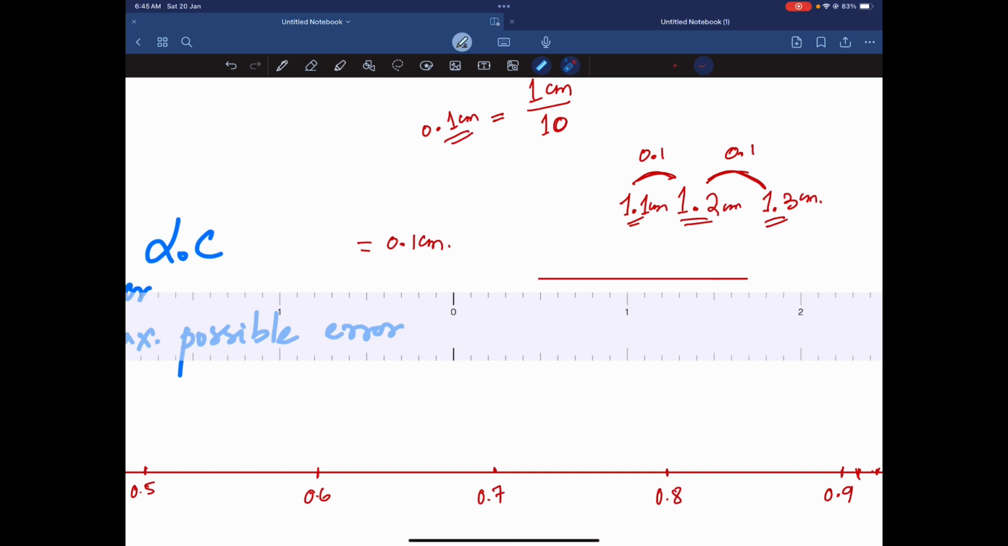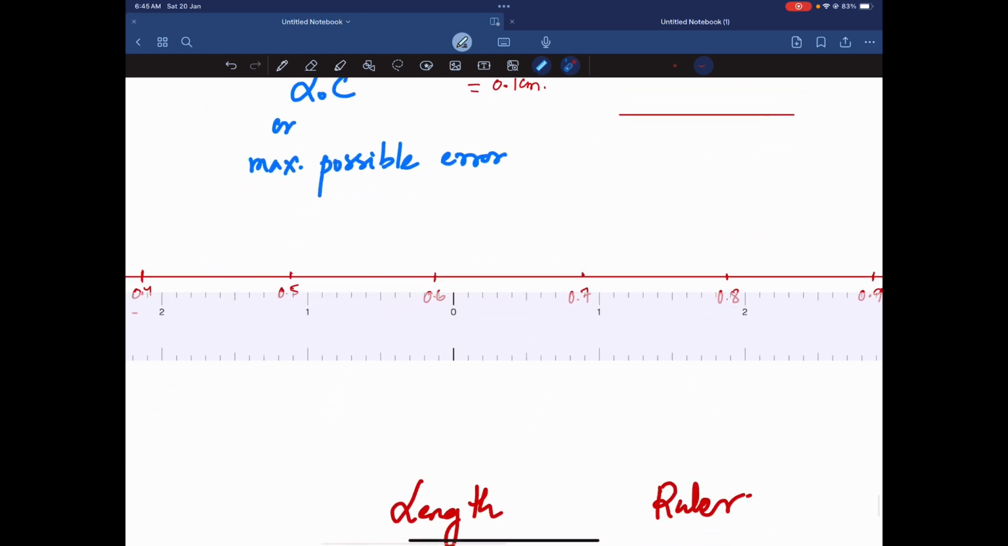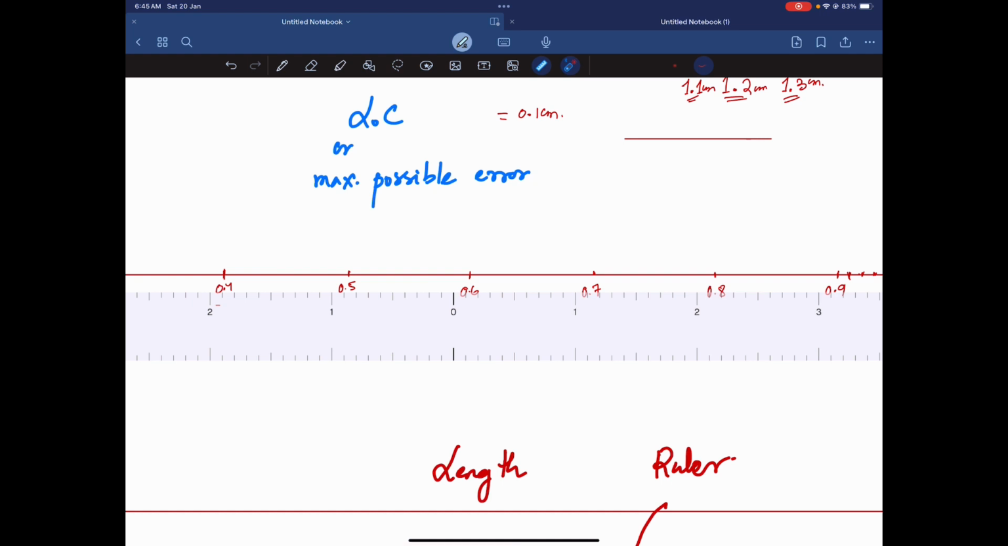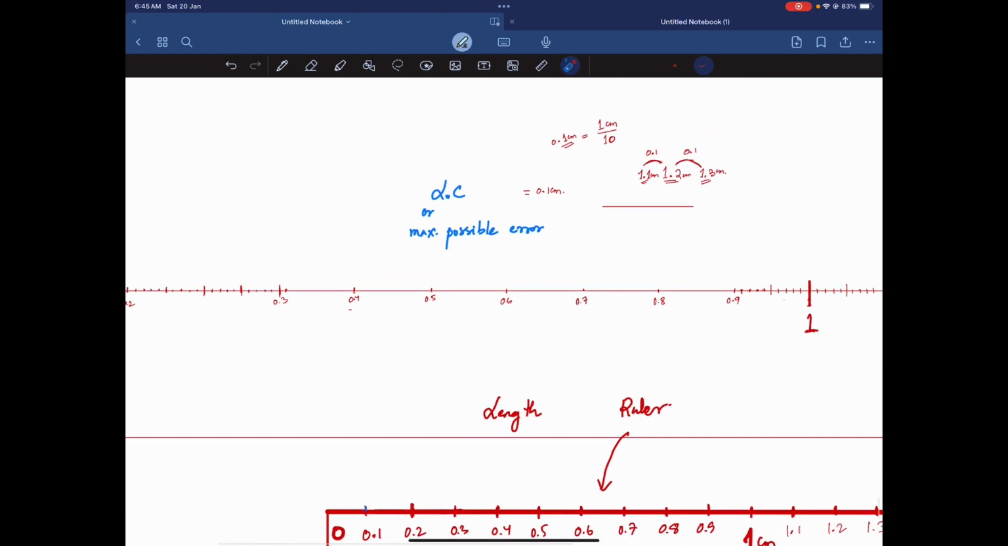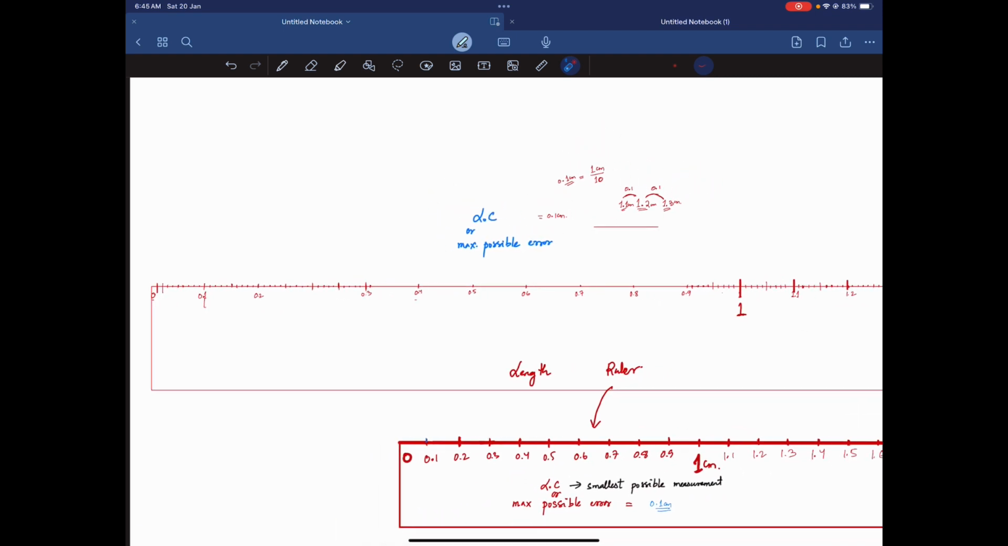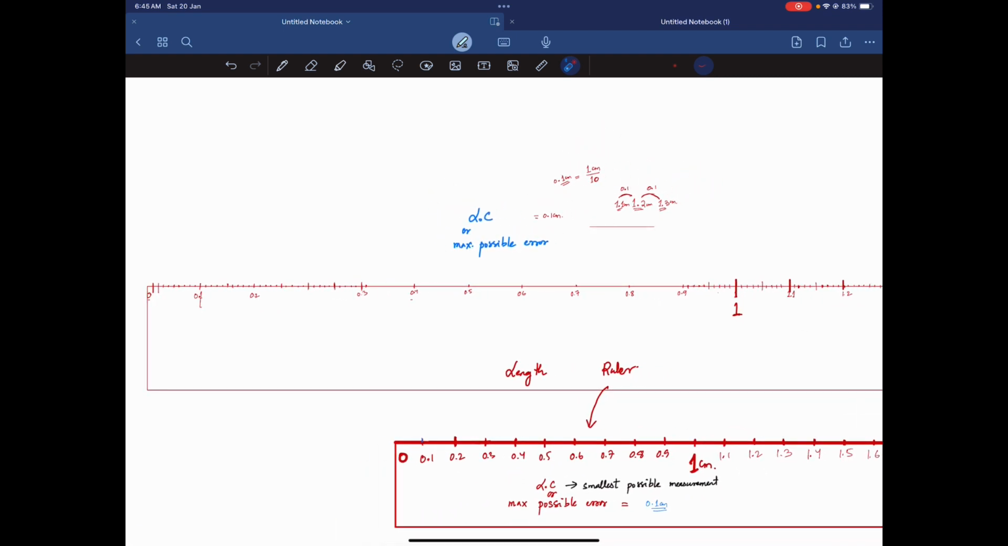What if you have another instrument, another ruler, which is even more detailed than this? Let's say this is my ruler. Let's remove this. Now I have done some marking here. I will zoom out. Now you will see here, it starts here at 0, then goes up to 1, 1.1, 1.2, and so on.